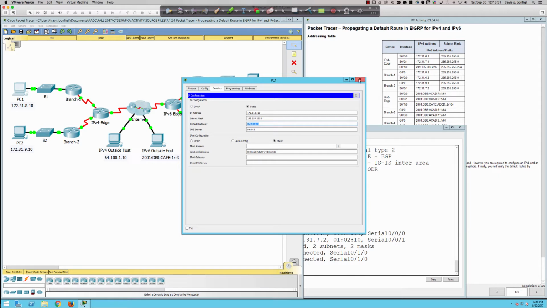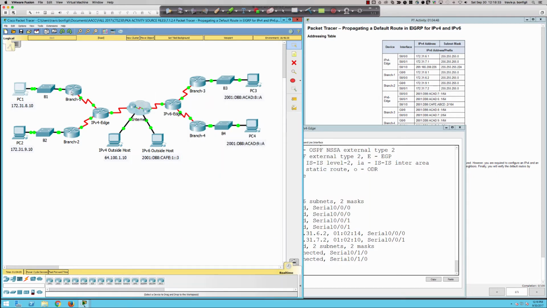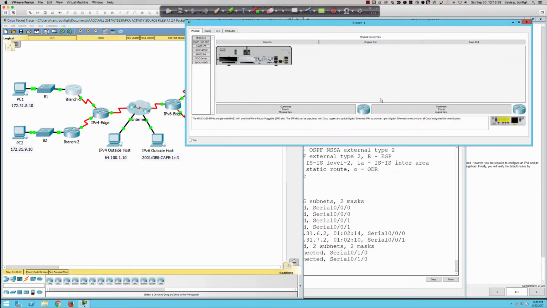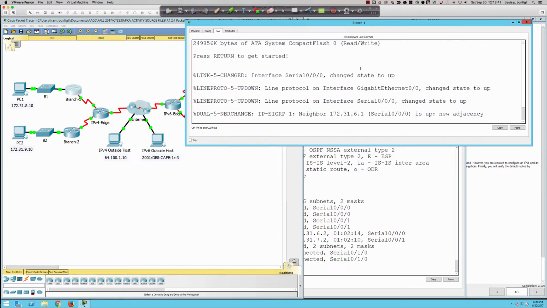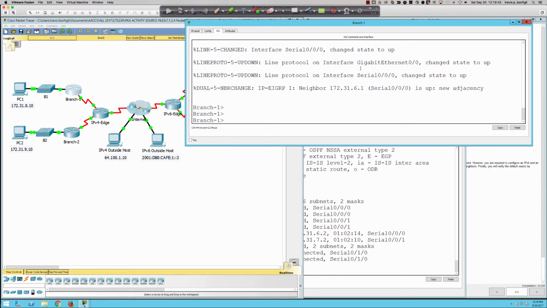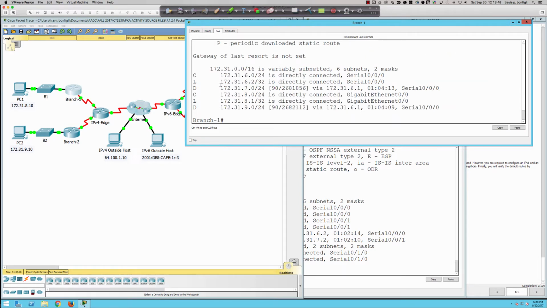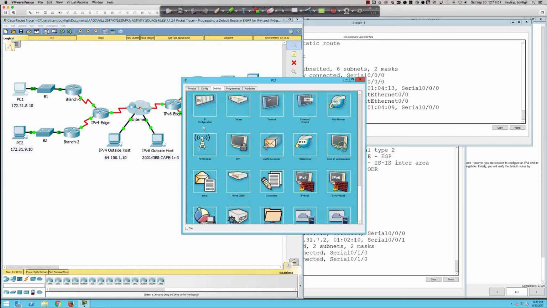And branch 1 is going to look into its routing table to make a determination: do I know how to get to that network? Let's look at that routing table here, do I have a more specific or a specific match? Let's get into privilege exec, show IP route. Do I have something in my routing table that can help me get to that network? Do I know about that 64.100.1 network? And by looking at the routing table here, we can see, no, we don't. So let's see what happens here.